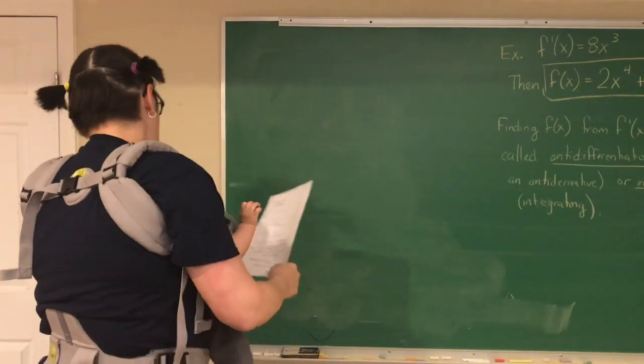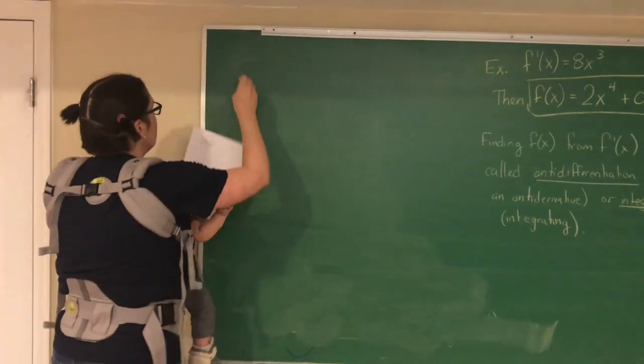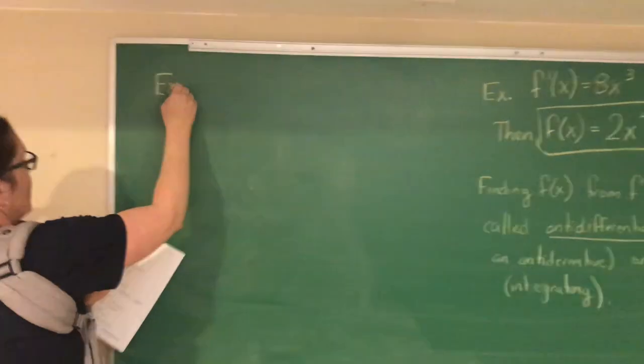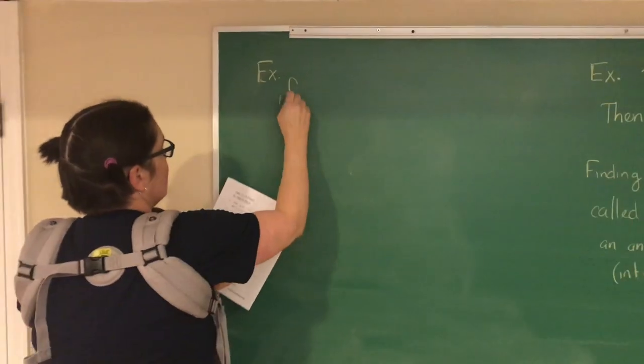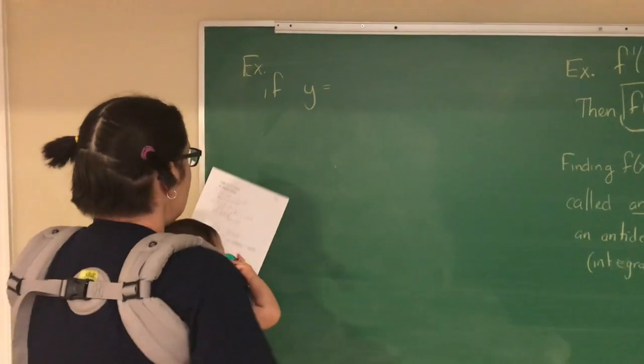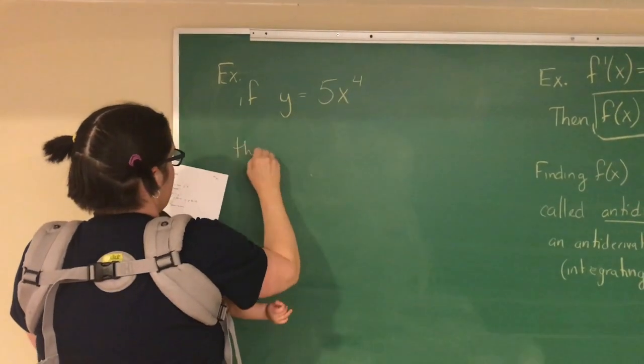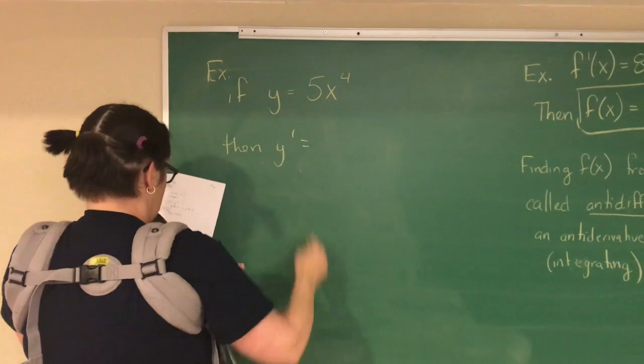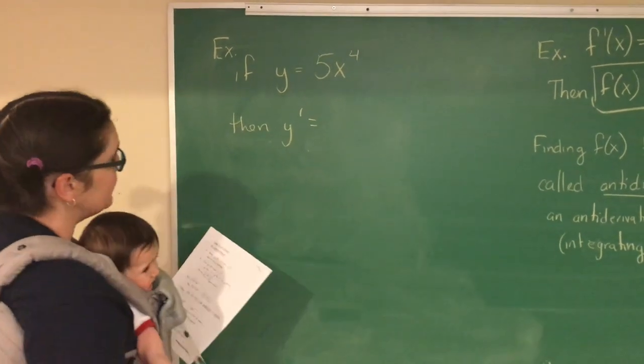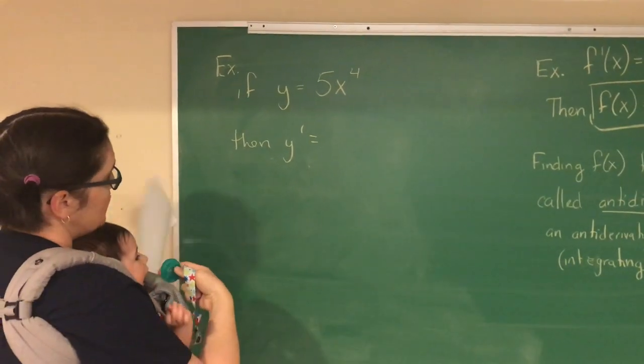All right, we're going to do this by looking at an example. So, for example, if y equals 5x to the fourth, then its derivative is 20x to the third.